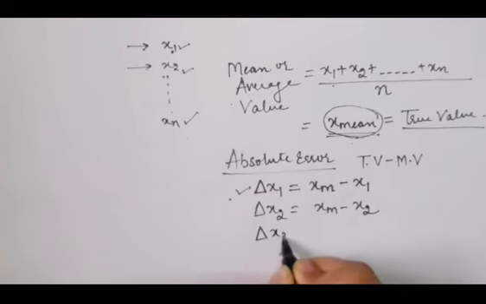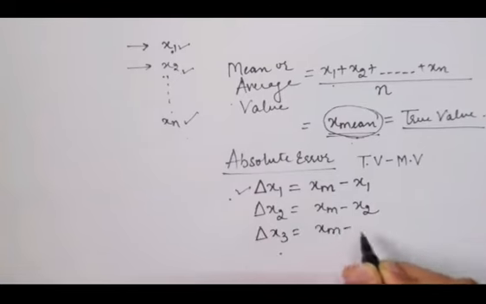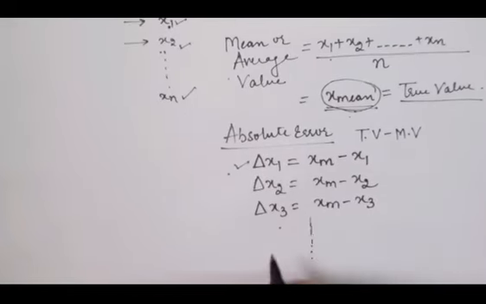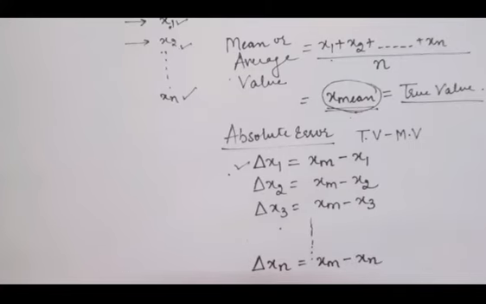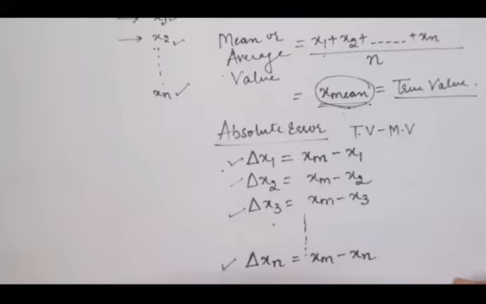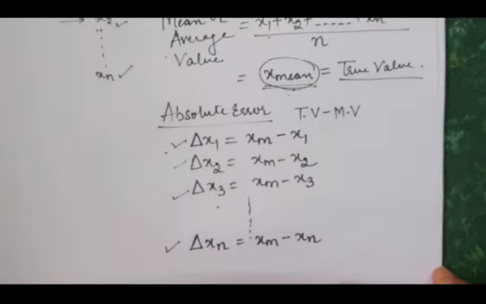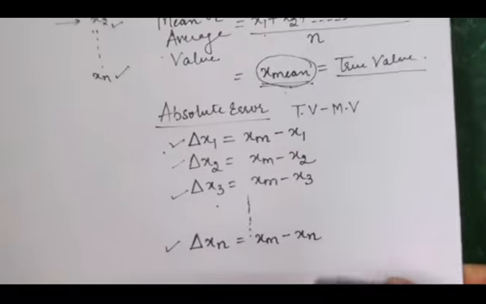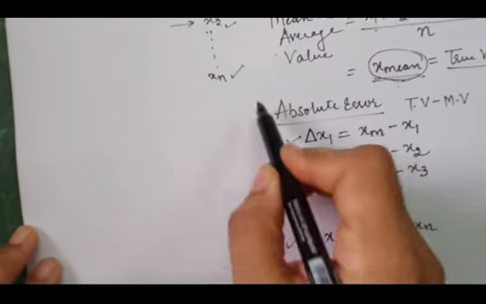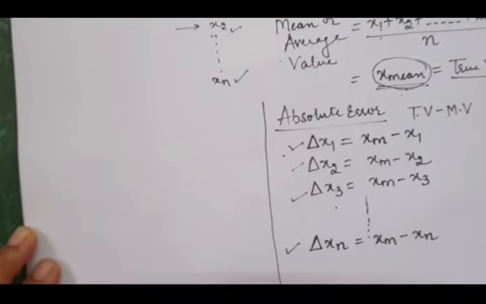Similarly, the absolute error in the third reading is the mean value minus the third measured value, and so on. The absolute error in the nth reading will be the mean value minus the nth measured value. So we have calculated the errors in all of our readings, right? And this is known as the absolute error. Now after taking the absolute error, we will take the mean absolute error.